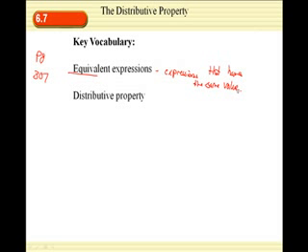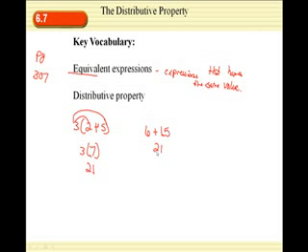Okay, and then the distributive property is what we are going to learn. The distributive property is an example of equivalent expressions. An example of the distributive property would be 3 times (2 plus 5). I've taught you in the past to do the parentheses first and get 7 times 3, which is 21. But an equivalent expression to that would be to multiply by 3 before you add. Take 3 times 2 and 3 times 5. So 3 times 2 is 6, plus 3 times 5 is 15, and 6 plus 15 is 21.